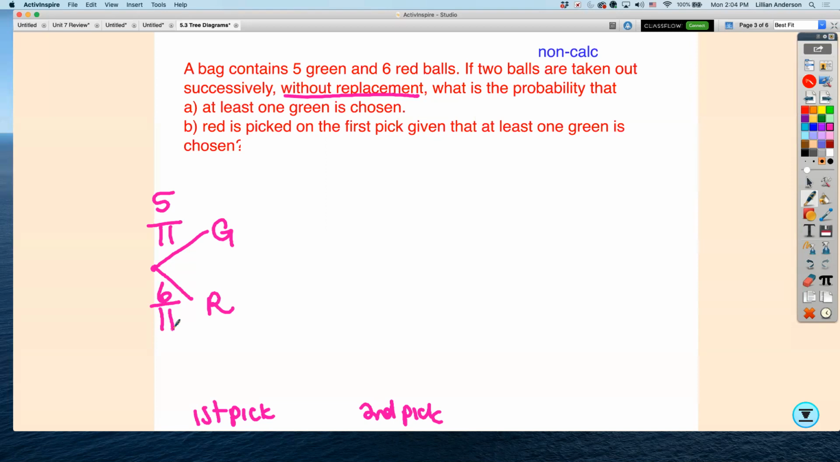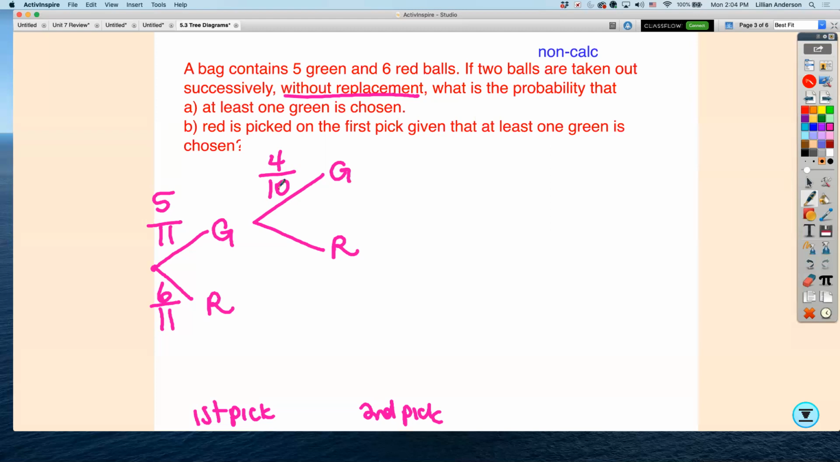But our second pick is going to change depending on what we picked the first time, because it says without replacement. What are the outcomes that can happen when I reach in for a second time? Green or red. So if I pick green first, how many greens are now left in the bag? 4. 4 out of what? 10, because if you took a green out, now there's not 11 balls anymore, it's only 10. But how many reds are there?